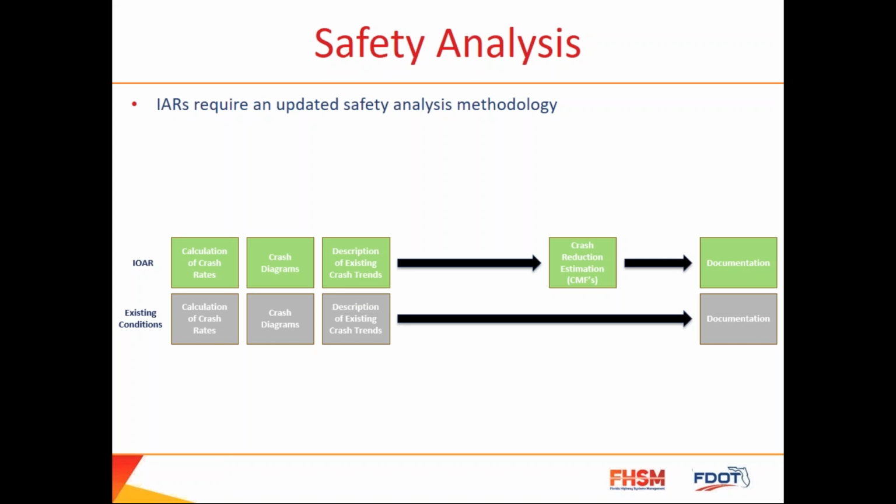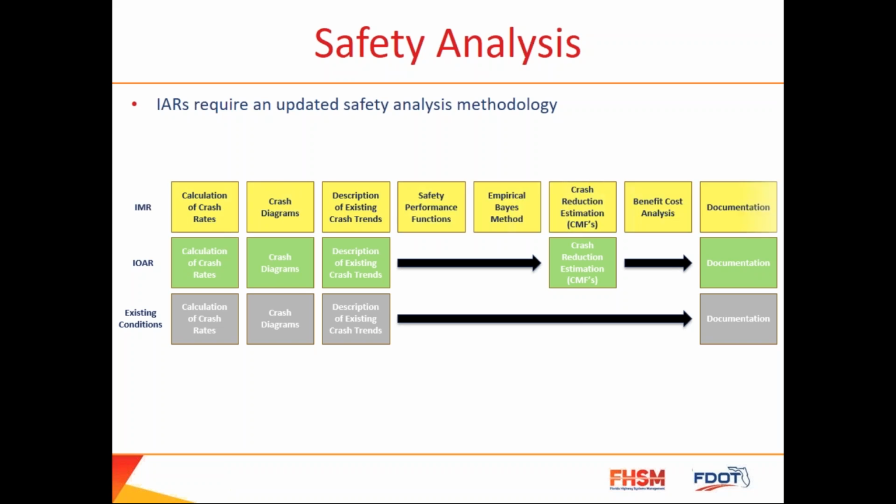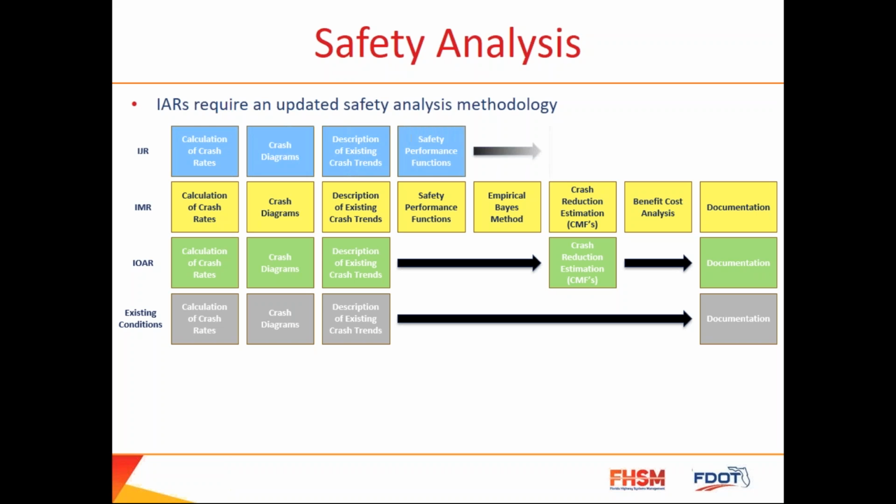For IOARs, very much the same. However, we also incorporate our crash modification estimation through the use of CMFs. For IMRs, we add on to that analysis where we include our safety performance functions, we incorporate our empirical Bayes method, and then we also do a benefit cost analysis. And for an IJR project, it's one less step than the IMR. It's basically the same as an IMR, we just don't do the empirical Bayes.